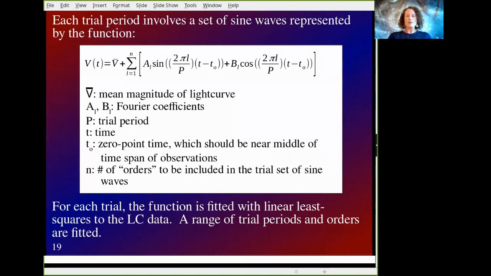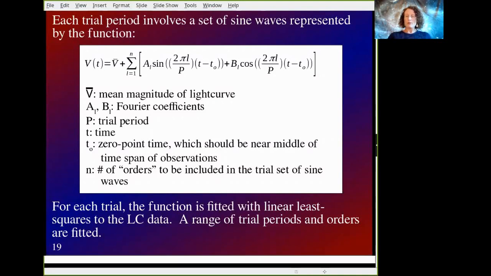So each trial period involves a set of sine waves that are represented by this function. And so this is something that you could use later on. We won't be using this one in particular in the Python notebook, but this is one that you could be trying out. And so the V is the light curve. And so you make a mean magnitude of it. So that's V bar, just so that you have sort of a zero point on your y-axis. And then you sum together these terms. So we have both a sine term and a cosine term. There are Fourier coefficients, so A and B.